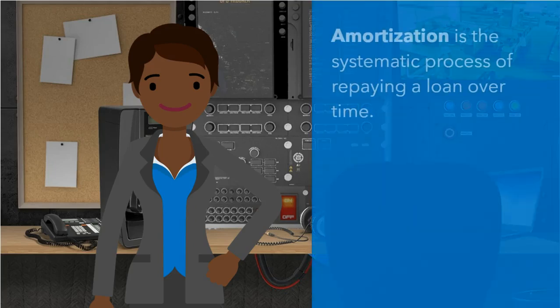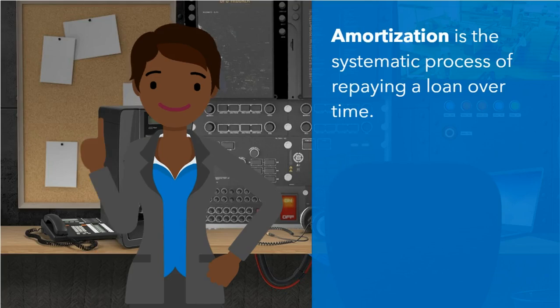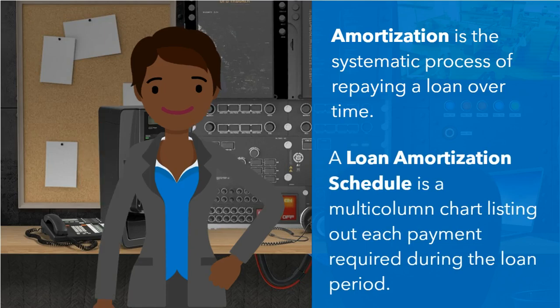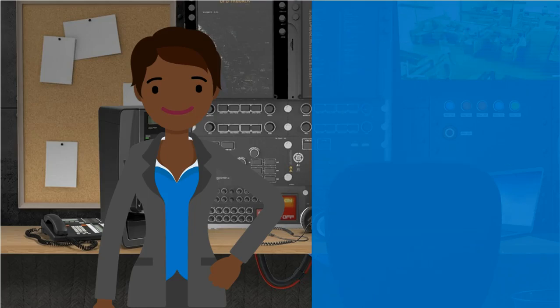Let's take a closer look at amortization, which is simply the systematic repayment of a loan over time. Repayment of a mortgage loan is calculated with a loan amortization schedule, which is just a multi-column chart that lists out each payment required during the period of the loan itself. We do love our charts, don't we?